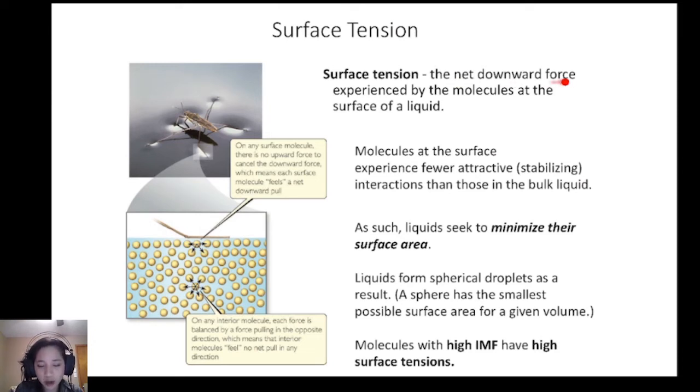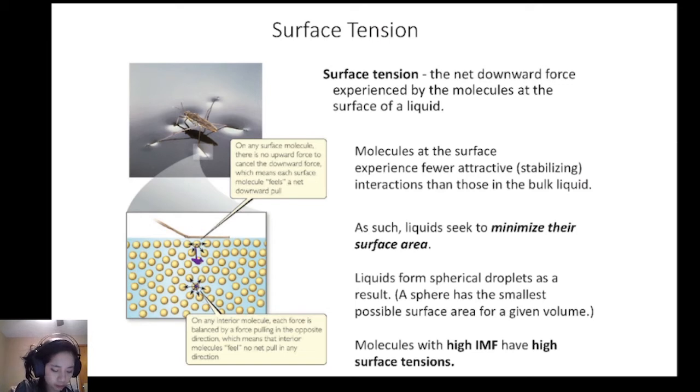It's this net downward force experienced by molecules at the surface, because this molecule right here is attracted towards this molecule, this molecule, this molecule, this molecule, if there's some type of intermolecular force available. So this molecule feels a net downward push in this direction, right? Because there's no counterbalancing upward force to cancel it out, because it's at the surface.